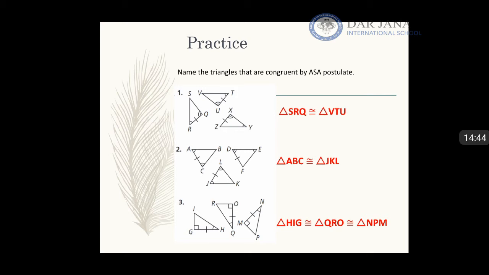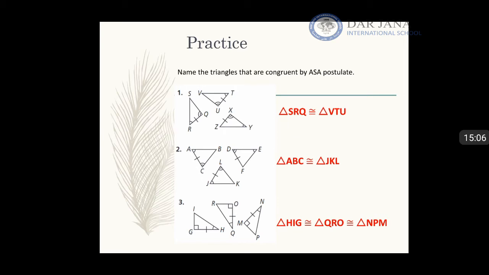So in this case, we can use the angle side angle postulate to prove that the triangle ABC is congruent to triangle JKL, since we have two angles and the included side, as you can see, congruent to two consecutive angles, as you can see, and the included side, which is JL in the second triangle. Let's move to the third example.